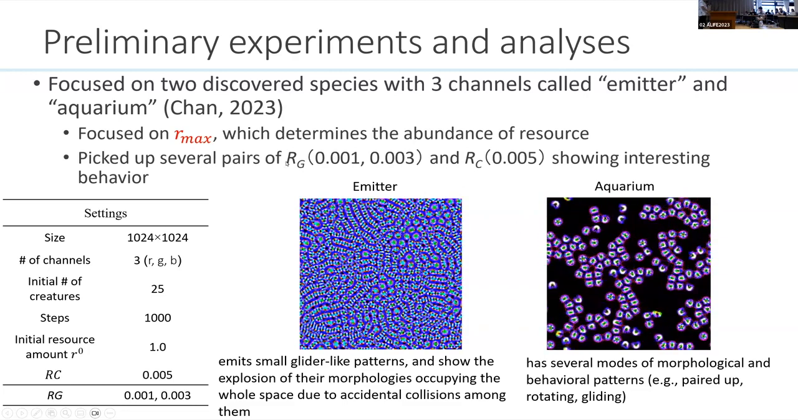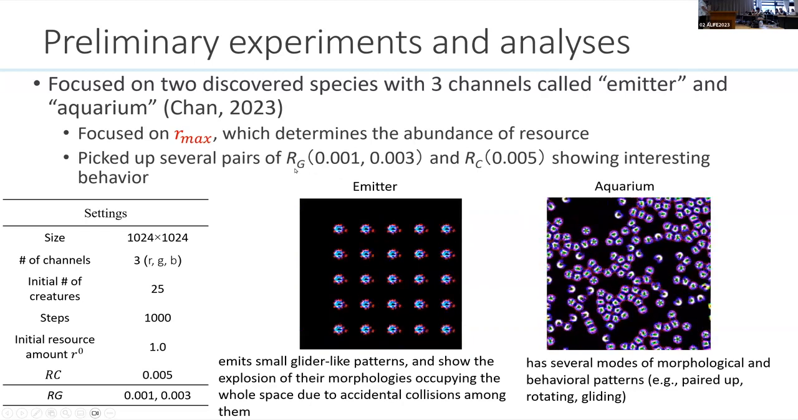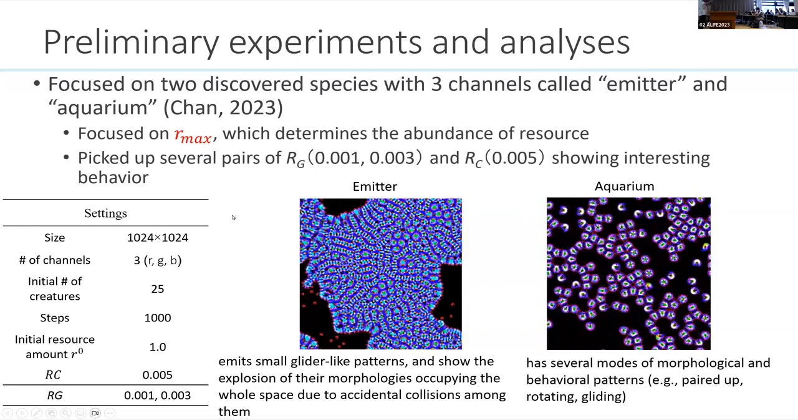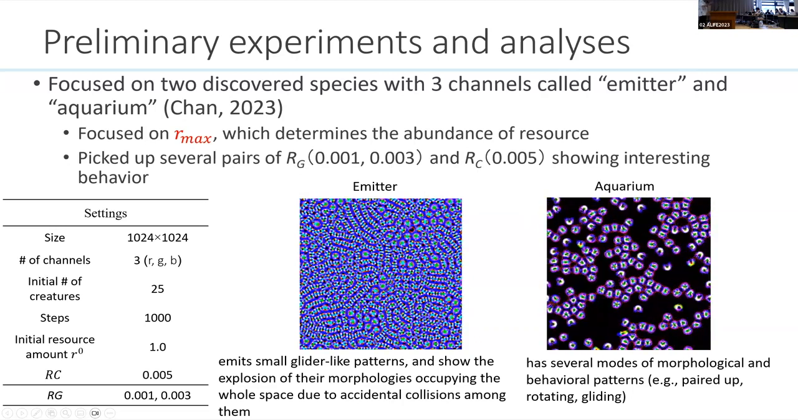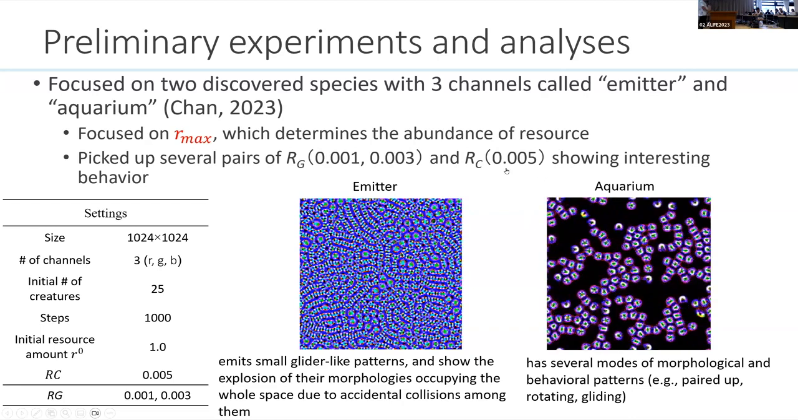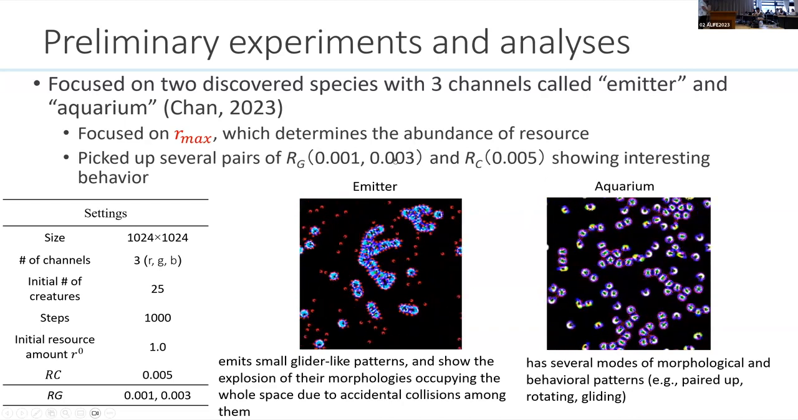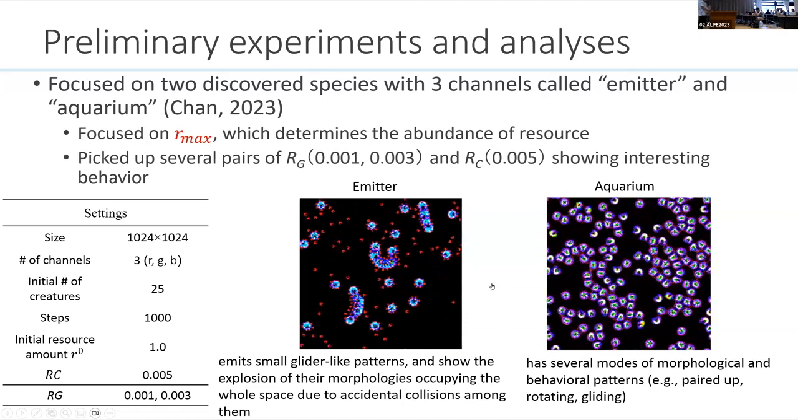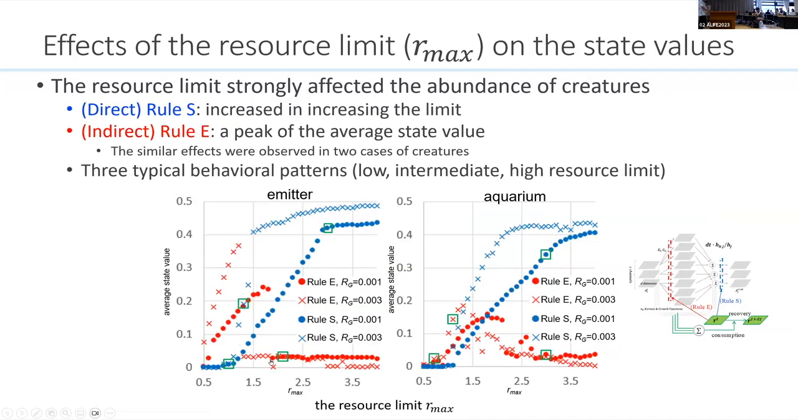And actually, there are some coefficients for RG and RC. This determines the effects of the consumption and also the growth process. But in this study, we picked up some cases that show interesting behavior. This is basically the effects of Rmax on the state value.